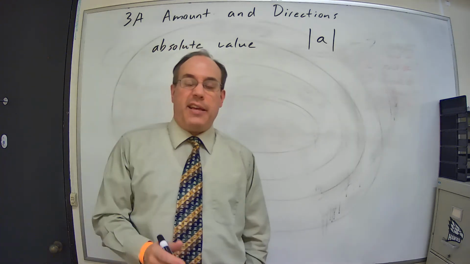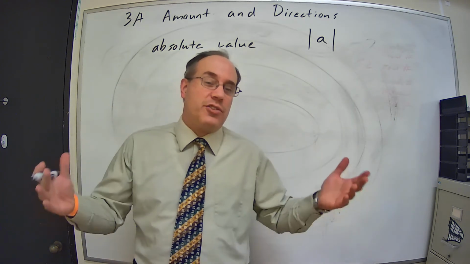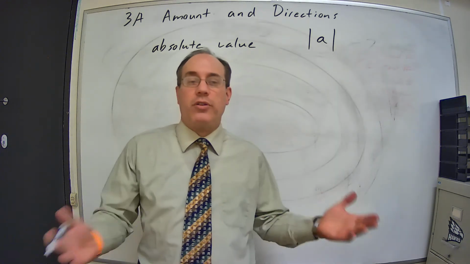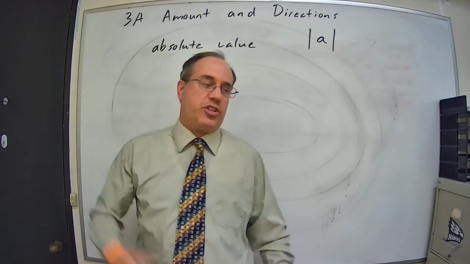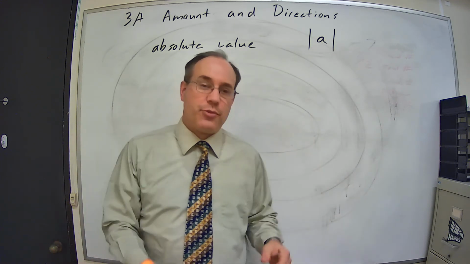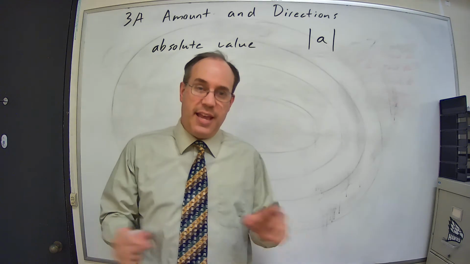Absolute value takes what I call the magnitude. It's how big is the number, and it just ignores the sign. So you can think of it as just chopping the sign off of it. Any number you have, if you take the absolute value of it, it's going to stay the same, just get rid of the sign.